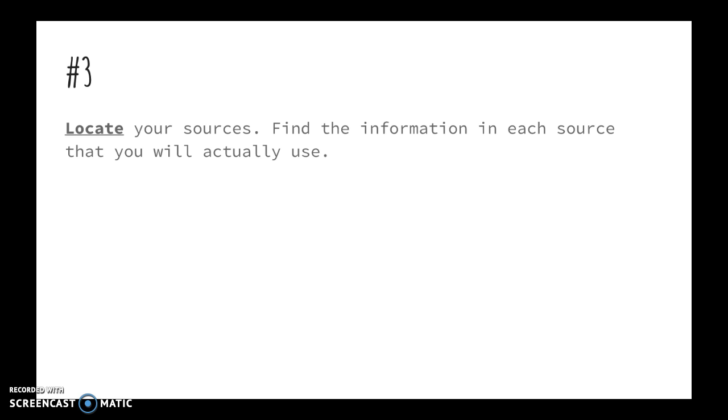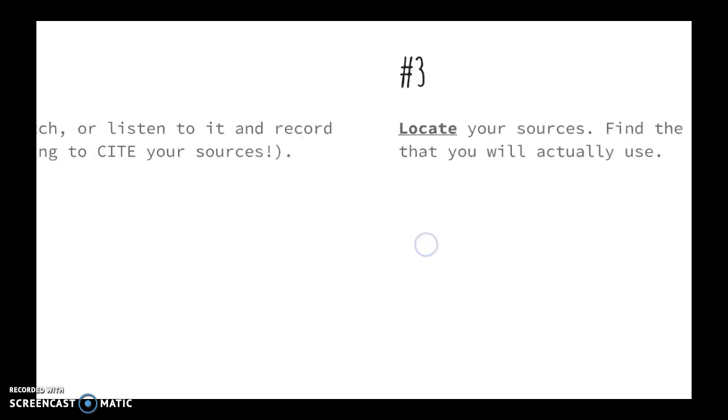Step three, locate your sources. Here's where you actually find the information. This might mean looking at or checking out books in the library, or it might mean doing some research on the web through credible websites or online databases. Your friendly librarian can help you navigate these resources if you need it.